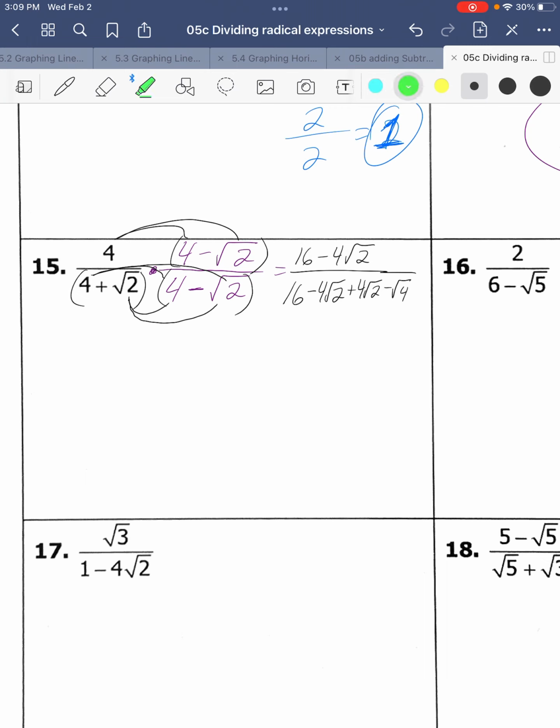After you multiply, you always simplify. So we're looking at each individual term. 16, nothing to simplify there. 4 square root of 2, can't simplify the square root of 2. Look at negative 4 square root of 2, can't simplify that, but it's actually like terms with 4 square root of 2. So if I have a negative 4 square root of 2 and I add 4 square root of 2, those are actually going to simplify.